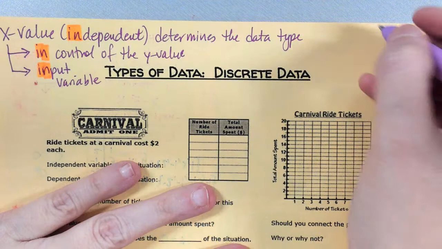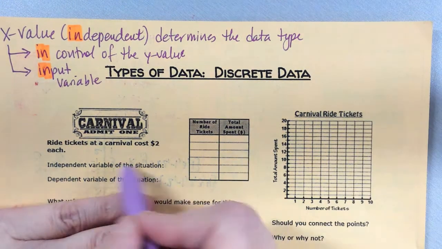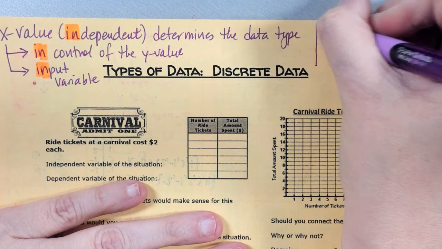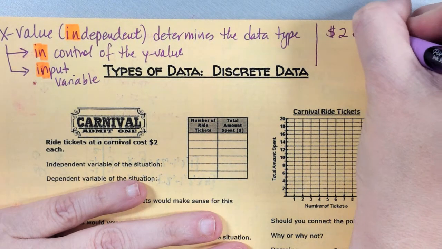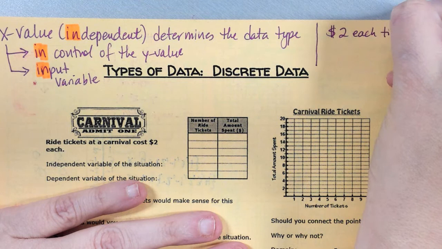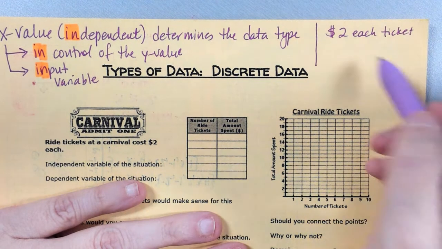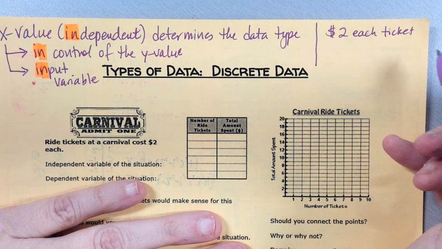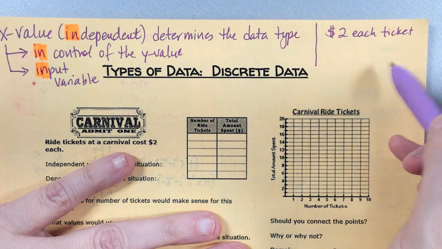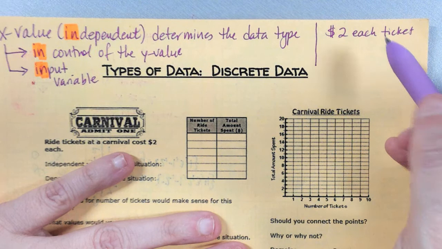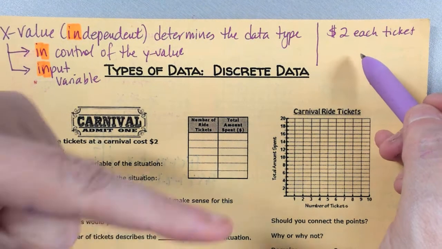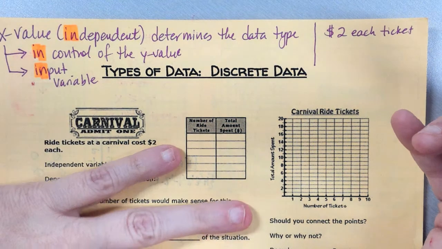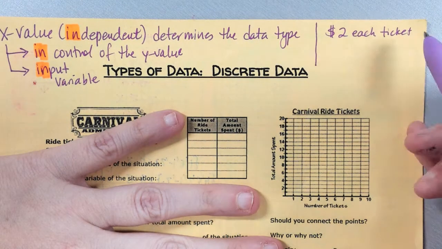Let's talk about this: ride tickets at a carnival costing $2 each. So this is my slope phrase. Let's just put a little line here. So $2 each ticket. Even though it doesn't say $2 per ticket, it just says $2 each, we know it's $2 each ticket that we're paying, right? So from this phrase I can figure out x, y, and m. So 75% of my slope-intercept form I can find just from this phrase, okay?